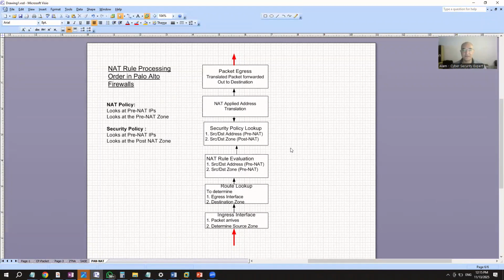Okay, so I'm going to explain how NAT processing works in Palo Alto firewall. Because Palo Alto uses zones, it is a little bit more complicated than a firewall which doesn't use zones. Okay, so let's begin.